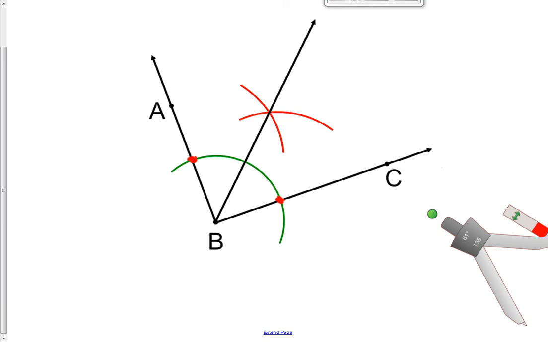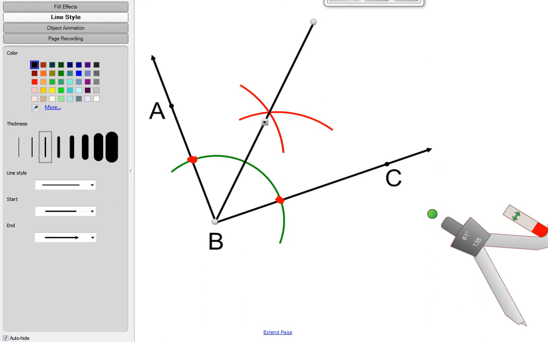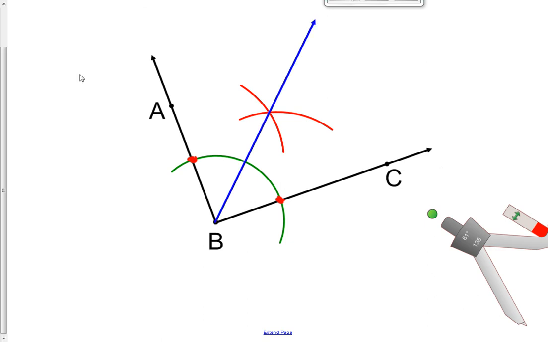So now this blue ray that I have up here is the bisector of ABC. If I call this point D right here, we could say angle ABD is congruent to angle DBC because it is a bisector.